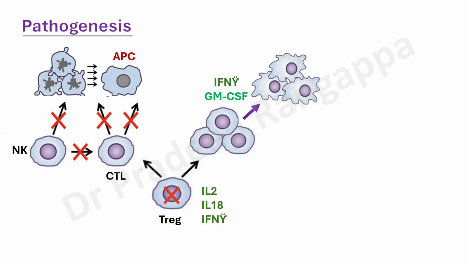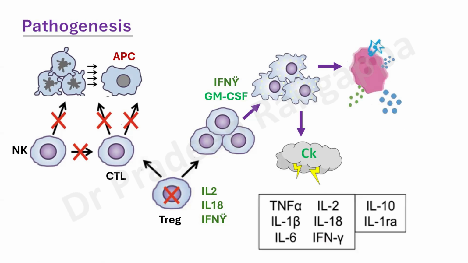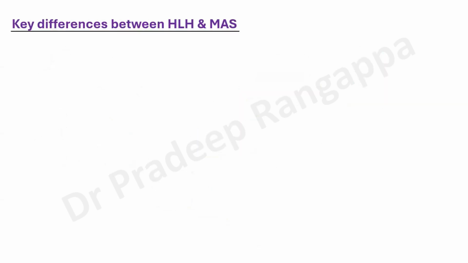So these are the foamy histiocytes, and that leads to cytokine storm and macrophage activation that tends to happen. Cytokine storm and macrophage activation leads to production of all these different cytokines or interleukins, which causes damage and multi-organ dysfunction. So this is again a pictorial representation of the pathogenic mechanisms that underlie the onset of MAS.